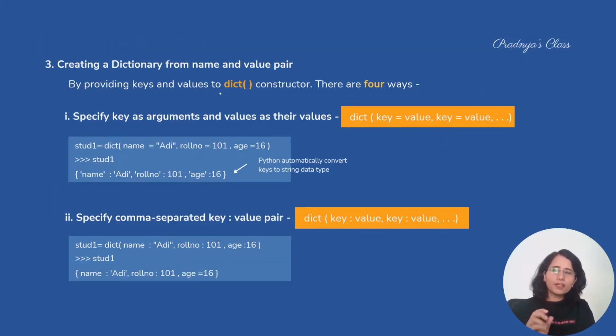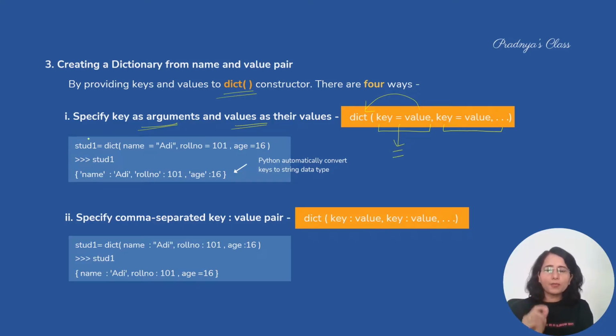There is one more method to create a dictionary, by providing different arguments to this constructor dict. So let's understand how we can give the different parameters to this constructor. The first is key as an argument and value as its value. So look at the syntax. We are providing key equals to value as an argument to this dict constructor. Please note that we are giving the equal to sign here.